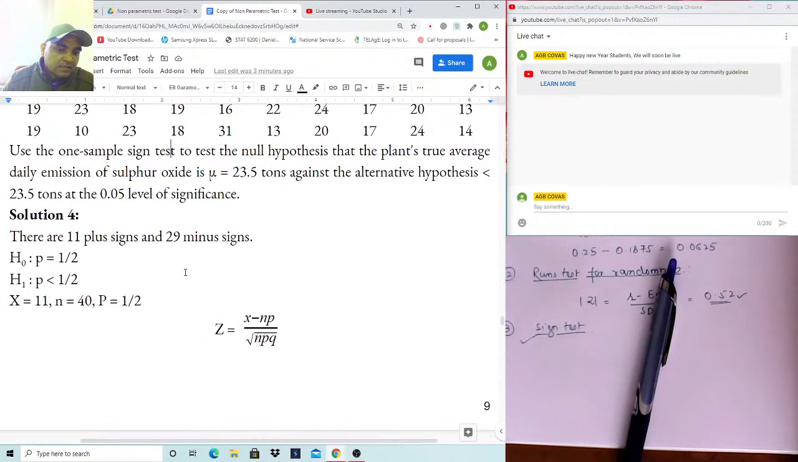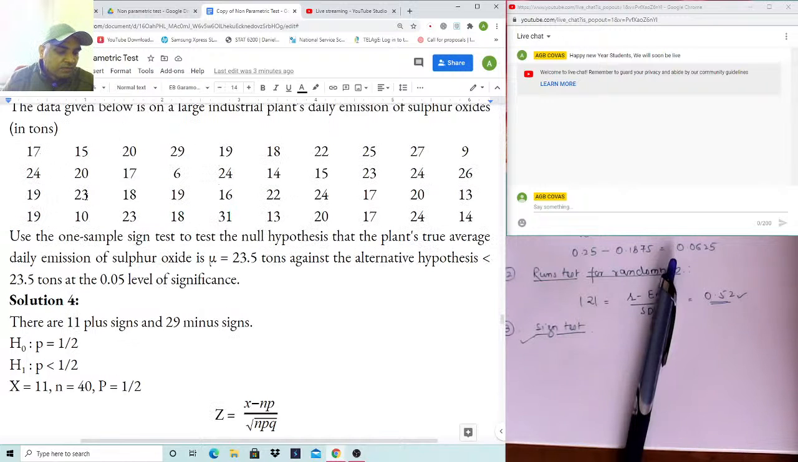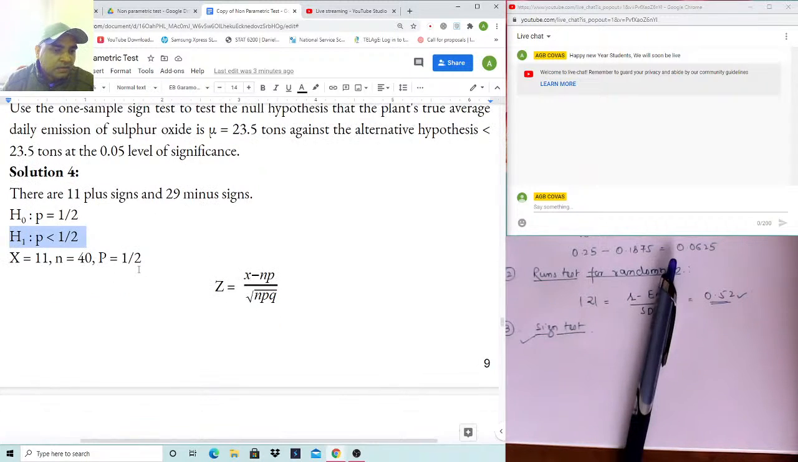So what we got is we will replace these values with plus and minus signs. For 23.5, we will be getting around 11 plus signs and 29 minus signs. So p will be, our hypothesis will be that it is half, and our alternative will be that it is less than half. So now for 40 observations, we need 11 or fewer to be plus.